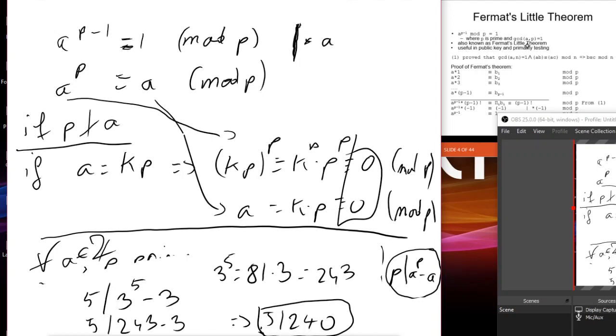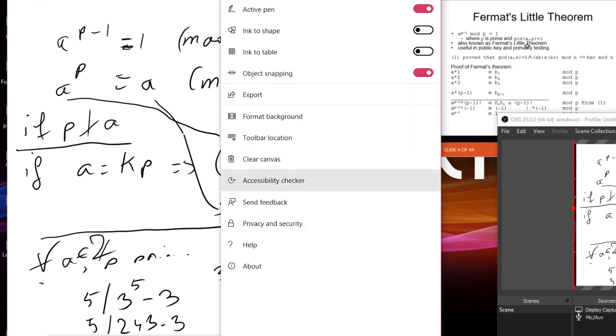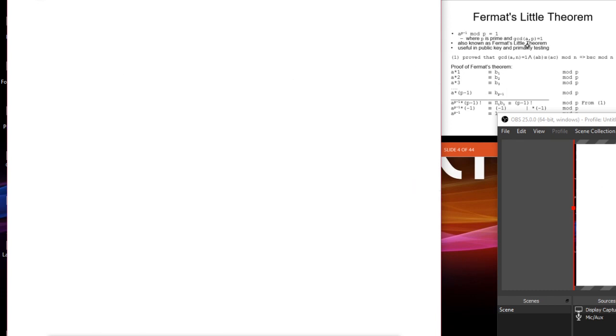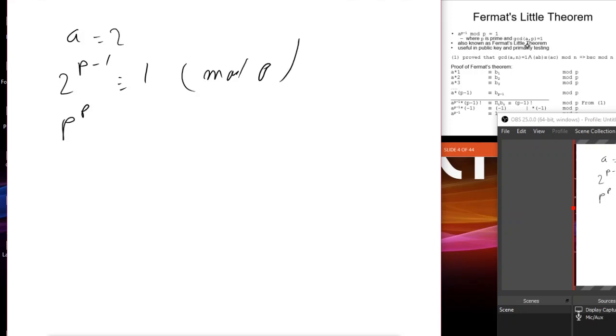A special case of this version of Fermat theorem is for a equals 2, which means that 2 at any power p minus 1 is congruent with 1 mod p, or 2 at power p congruent with 2, same mod p, which means that p is going to divide 2 at power p minus 2.